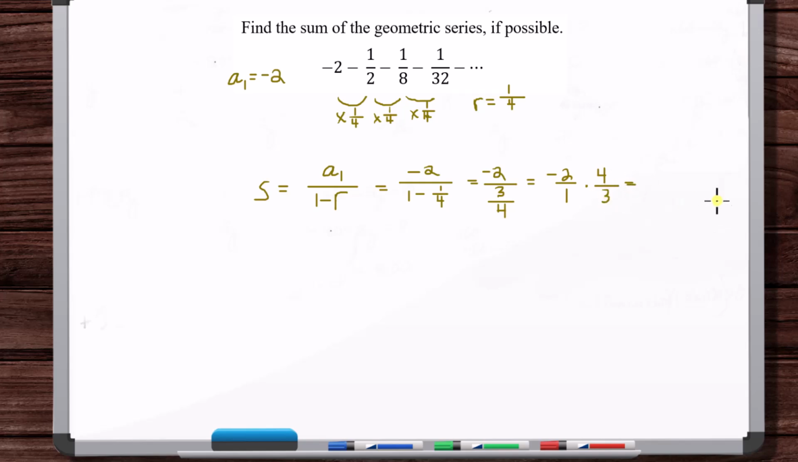Okay. So minus 8/3. And this makes sense. It's going to be a negative number. So that's interesting, right? The infinite number of terms, you get minus 8/3. The sum of this infinite sequence, or this infinite geometric sequence.